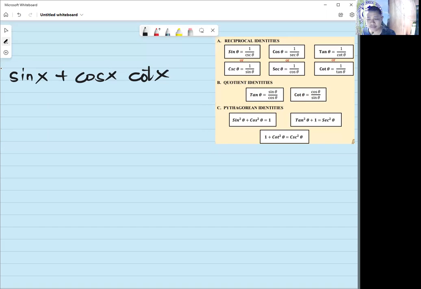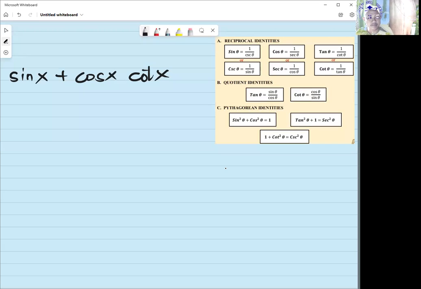What do you think should be done here? Type the answer in the chat box. May relasyon lagi ang sine at cosine kay tangent at cotangent. What should be done here? Quotient identities po muna ng cotangent x.